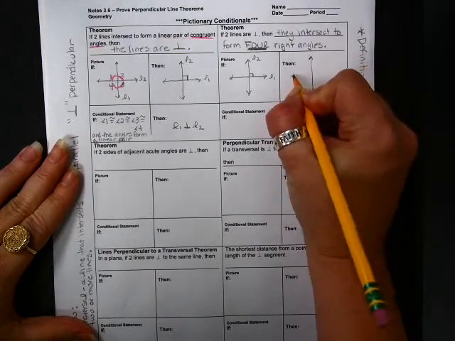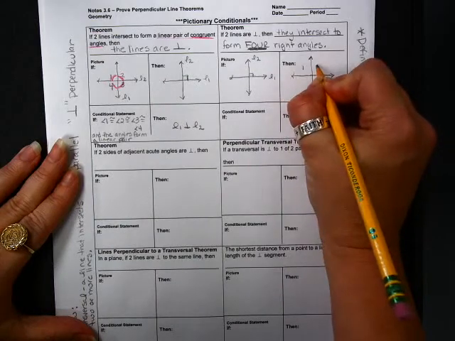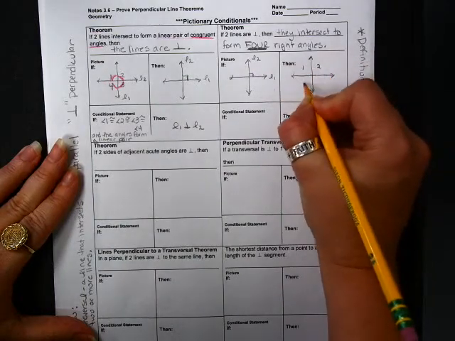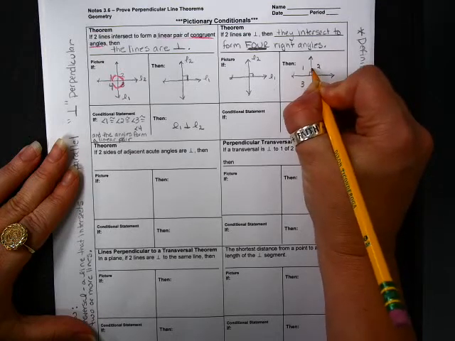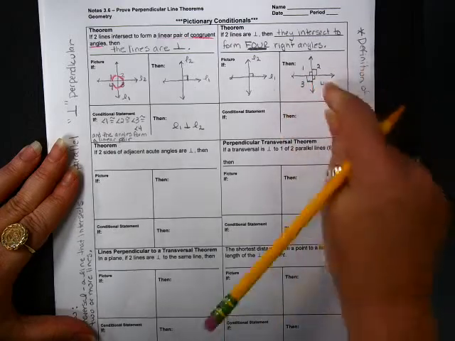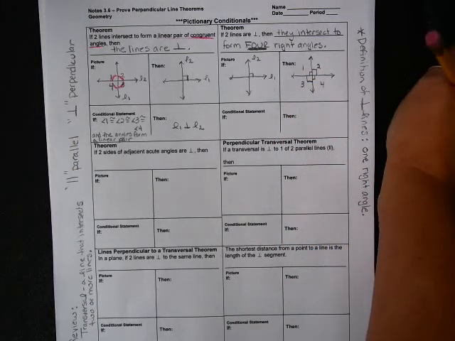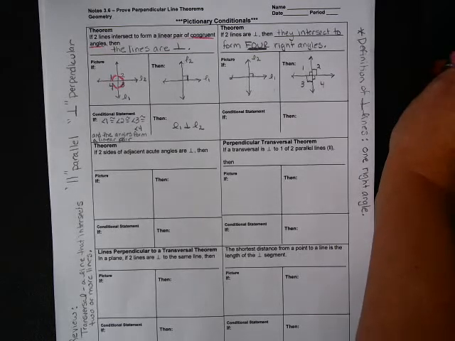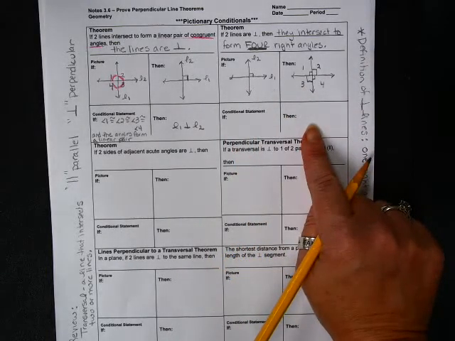Second part of the Pictionary conditional. This is angle 1, angle 2, angle 3, angle 4, and I'm going to make them all right angles. I just make the right angle symbols different sizes. It doesn't mean anything. I just make them different sizes so it's easier to see. Okay, so now we fill out our more traditional one.